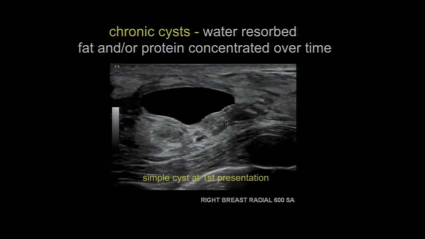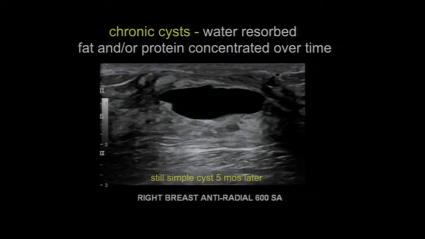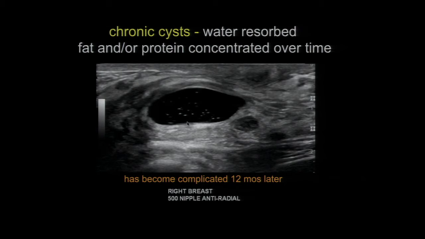Here's a simple cyst. She was actually being followed for a fibroadenoma somewhere else. But 6 months later, she's still simple. But a year later, now she's got diffuse low-level echoes. Why is that? Well, she always had either fat or proteinaceous debris in that cyst, but it wasn't concentrated enough for us to see. But over time, the fluid gets resorbed through the epithelium of the cyst, but you can't resorb the protein or fat, so it becomes more concentrated over time.